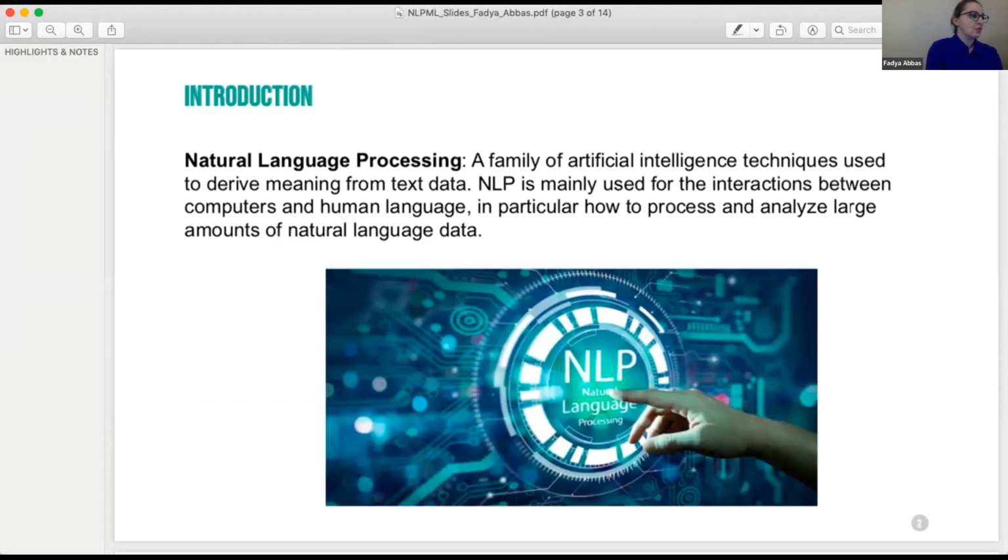So, what is NLP? Well, NLP is a family of artificial intelligence techniques used to derive the meaning from text data. NLP is mainly used for interactions between computers and human languages. In particular, how to process and analyze large amounts of natural language data.